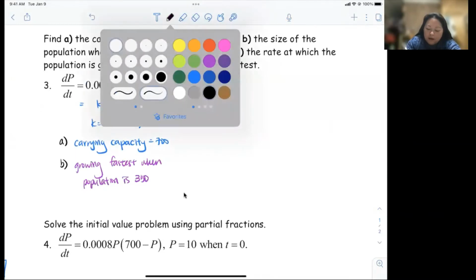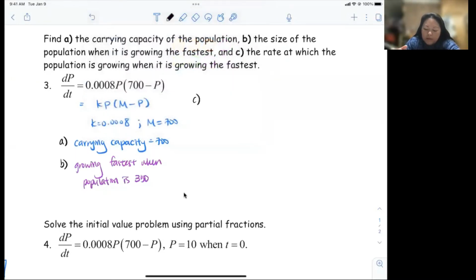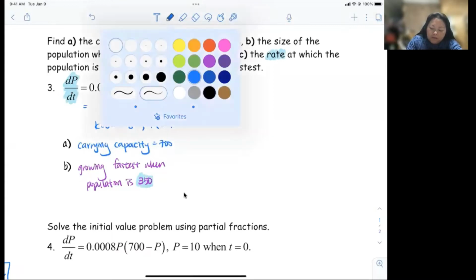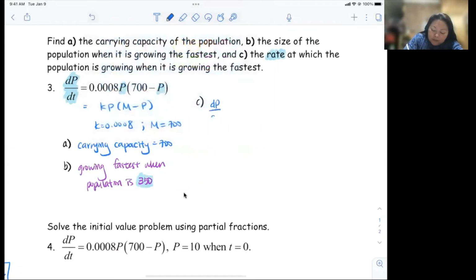Okay. All right, part C. Find the rate at which the population is growing when it is growing the fastest. So here's a key word: we're looking for the rate. What is the rate? Rate is derivative. Oh, there's a derivative right there. So what that tells me is I'm going to plug in the population when it's fastest into this equation for P, so then I can figure out what the rate is, right? So you're going to use this equation because that's the rate at which this is happening.